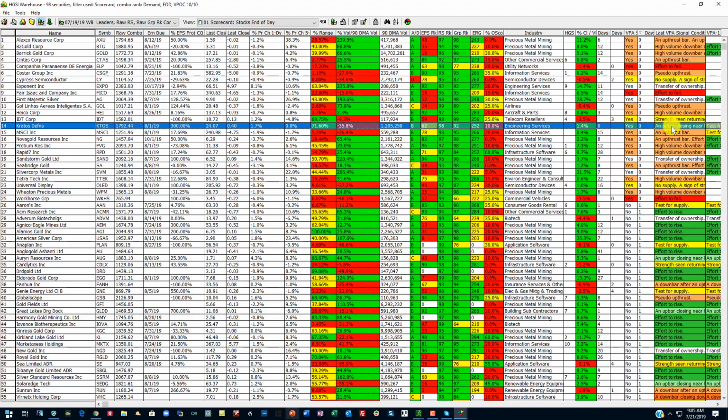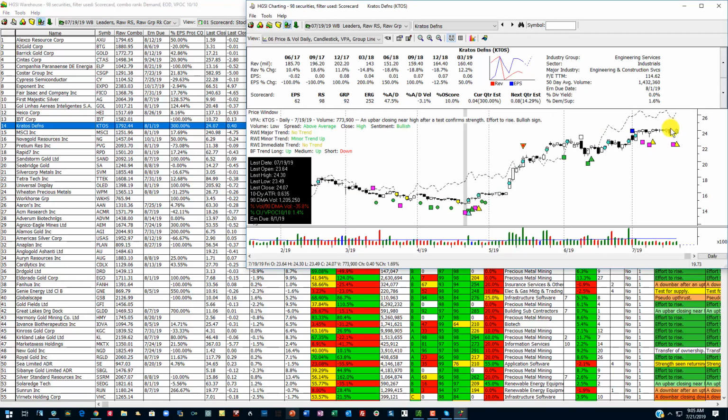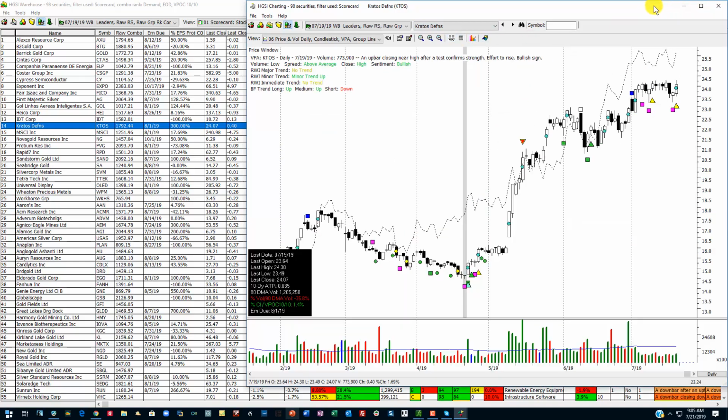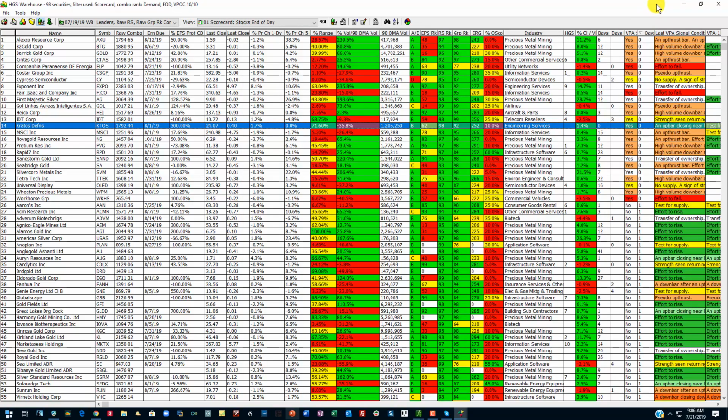Friday, the market sold off. I'm just going to look at this for the bullish sign. And you can see that here is a test, low volume test for supply, here and here and here, and a confirmation of that test and an effort to rise. It's got resistance up here, but notice that the group is going up.